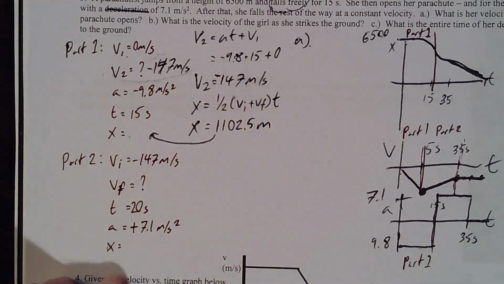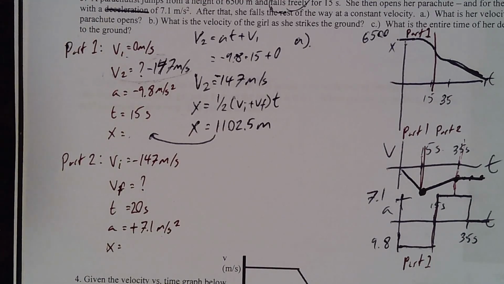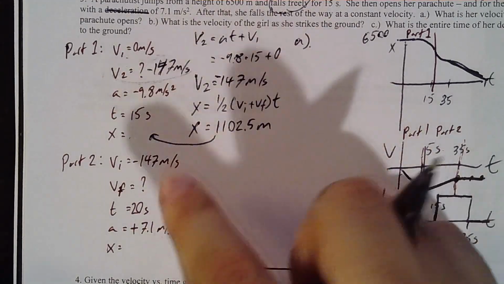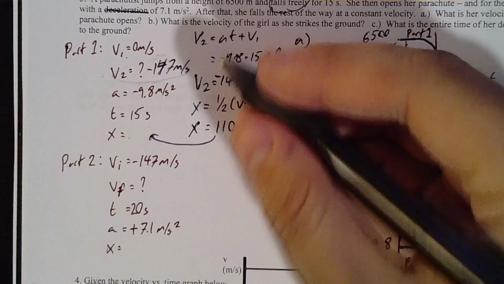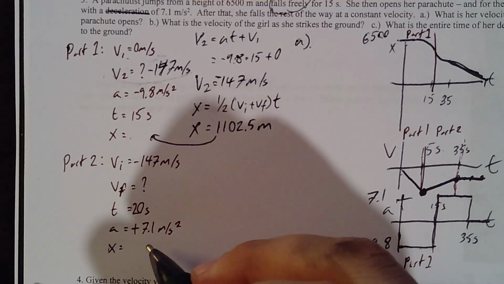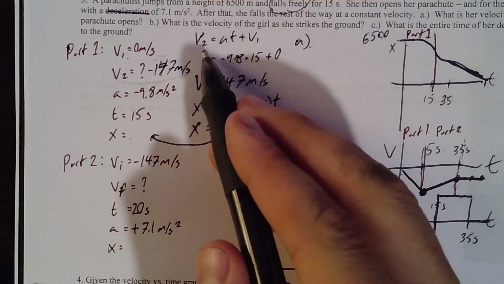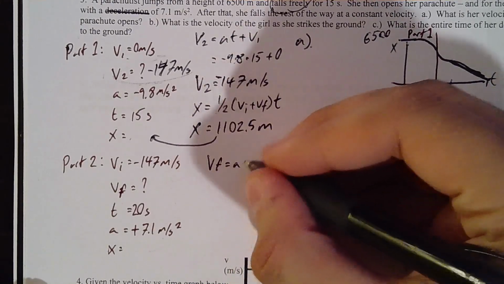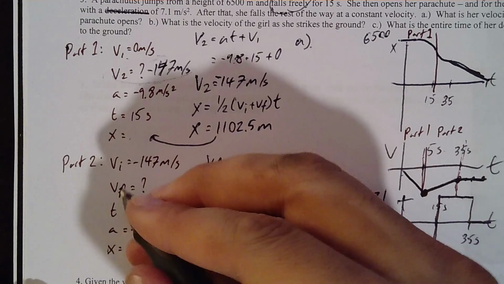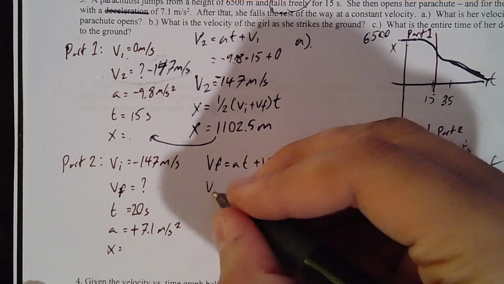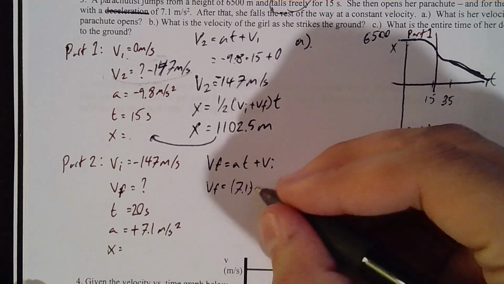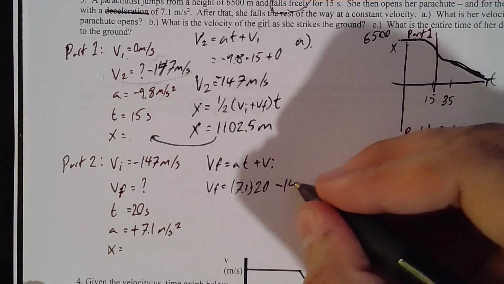We are also going to want to find x here. Spoiler alert, we'll talk about y in 1 second. But let's come here and figure out what this all ends up as. Specifically, let's find our VF. Note how we have the same set of variables that we'd like to use in this case. So let's use equation 1 again here. VF is equal to AT plus VI. We come here and we go, well, our VF is equal to 7.1 times 20 minus 147.